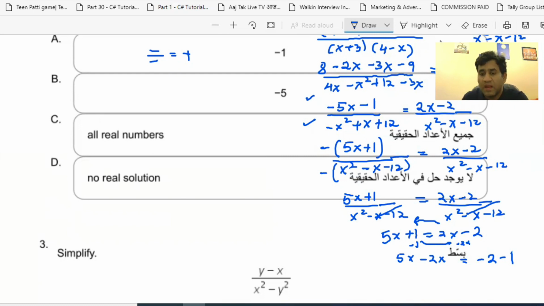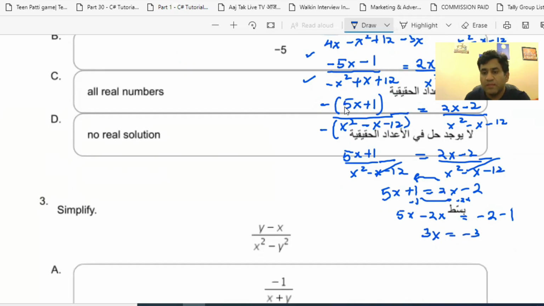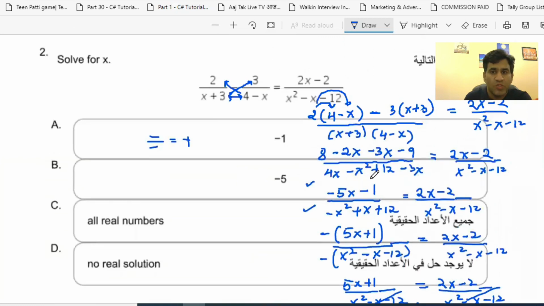So now what is happening here, 5x minus 2x gives you the result as 3x is equal to negative 3. As I need the value of x, I need to divide by 3 on both sides. From this one, I get the value of x as negative 1. So the value for x for this question, what they're trying to say here, is -1. So which option gives you -1?